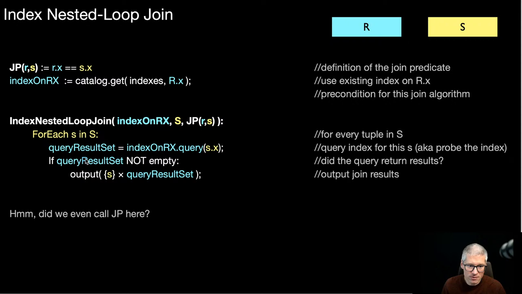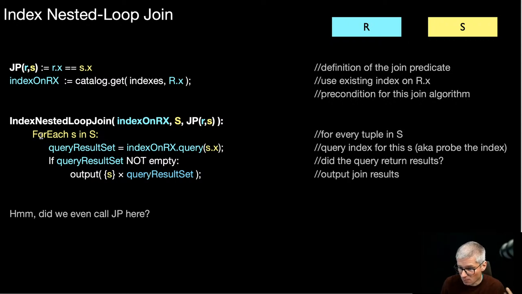But if this query result is not empty, then I just append that to the result set, which means I do a cross product of the original tuple s with the query result set. So basically, for each query result, those are tuples from R, I concatenate it with s for each and every tuple in the query result set. And yeah, that's the algorithm.